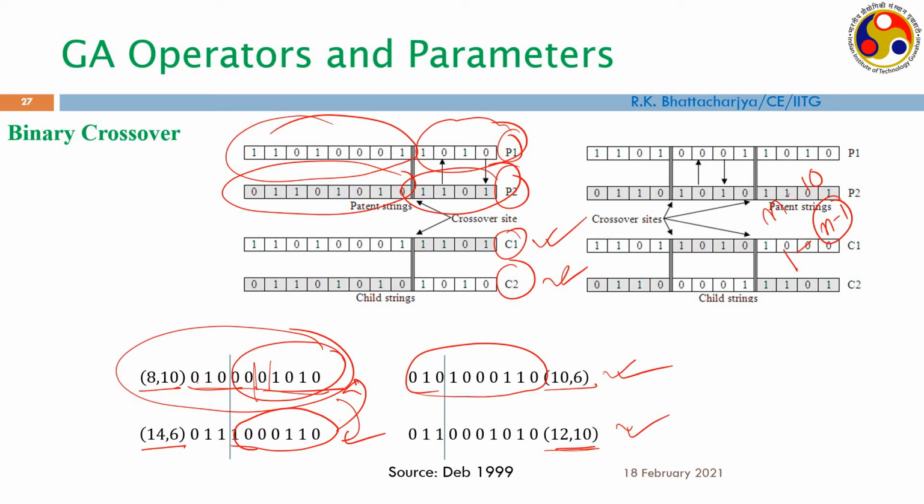Sometimes we also use two sites. In this case we used a single site, but sometimes we use two sites, and then this portion is exchanged. You may have two sites, three sites, something like that, and you may use different crossover operators. Here I have shown you single-site and multi-site crossover, that is more than one site, and you can apply one of them.